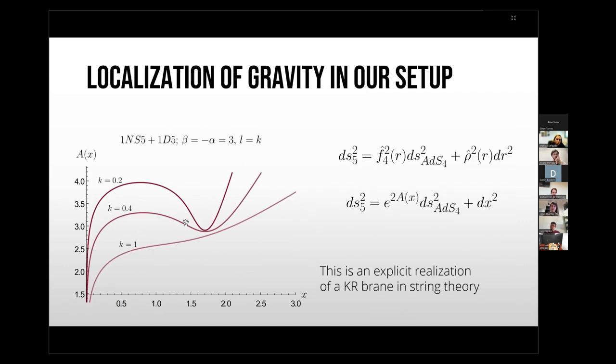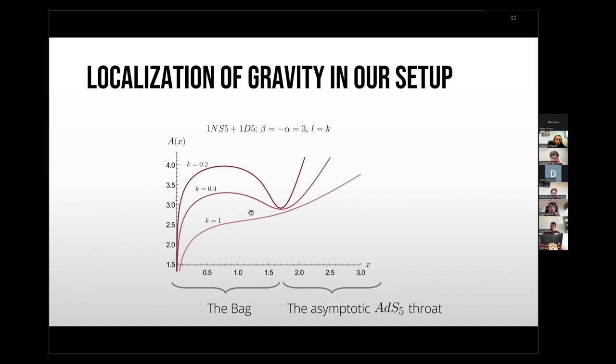We only have one NS5. It turns out that to have a bump, we need NS5 and D5-branes, both types of branes. If we introduce these branes, we get these bumps. This is A, this is x, the same as Karch-Randall. And this is an explicit realization of a Karch-Randall brane in string theory. In fact, an end-of-the-world Karch-Randall brane. And we don't have the cusp, but a bump, because this is a back-reacted solution in string theory. And yes, well, this is nomenclature. This is called the bag, and this is the asymptotic AdS5. Asymptotically, we recover AdS5. And this is the end-of-the-world brane.